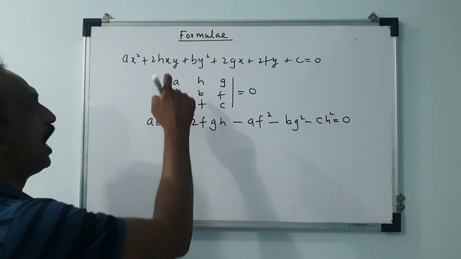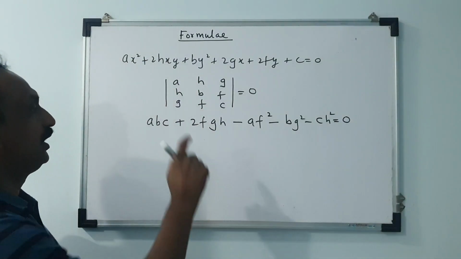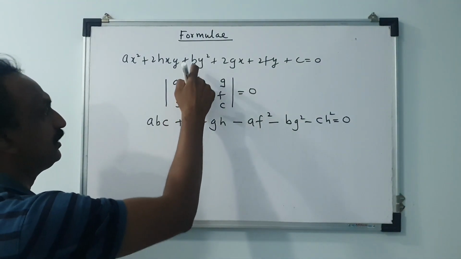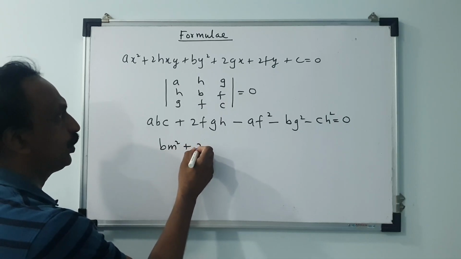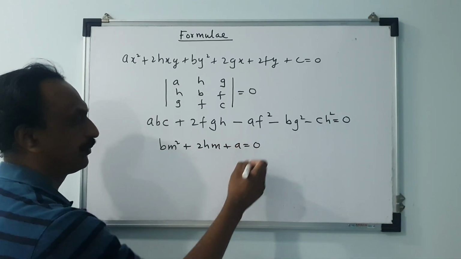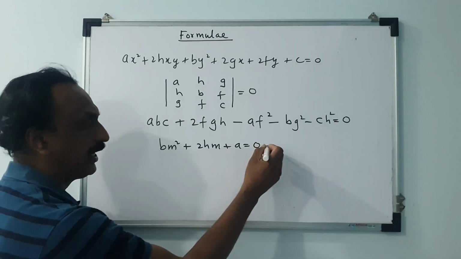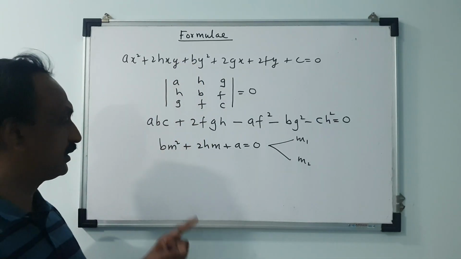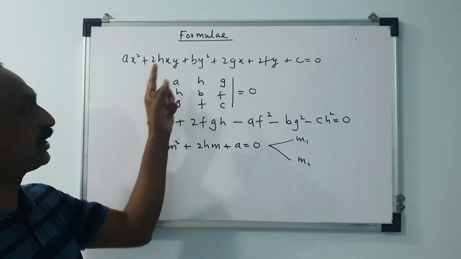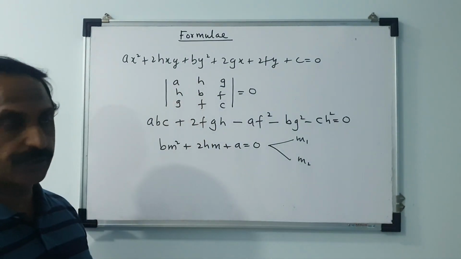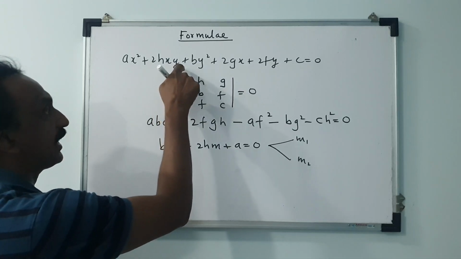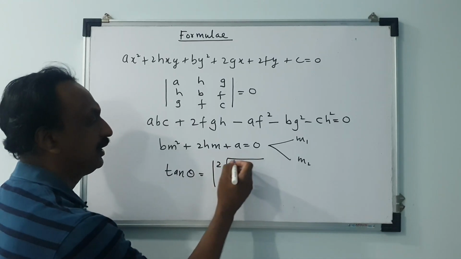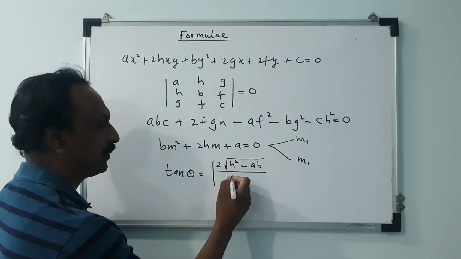Second point to remember is, how do you come to know the slope of these lines? The slope is given by the roots of the auxiliary equation bm square plus 2hm plus a equal to 0. Solve this equation. You will get two values for m, and they will be the slopes of this pair of lines. That is, the roots of the auxiliary equation will be the slopes of the lines represented by the combined equation. Second, if I want to find the angle between these two lines, tan theta is equal to modulus of 2 root h square minus ab upon a plus b.